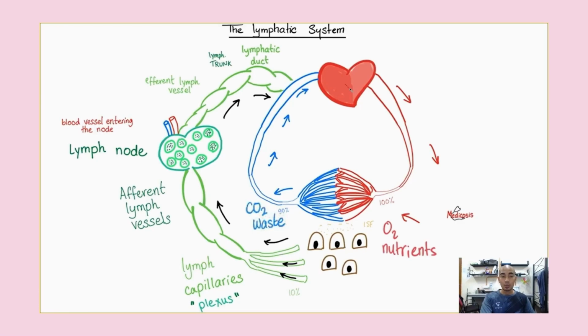The reason why the lymph has to be reabsorbed through the lymphatic capillary is so that the lymph node and other lymphoid organs can filter all the pathogens. It is important for the immune system.